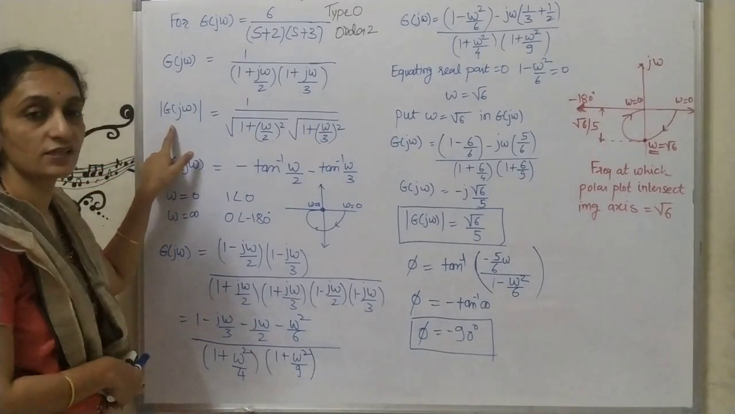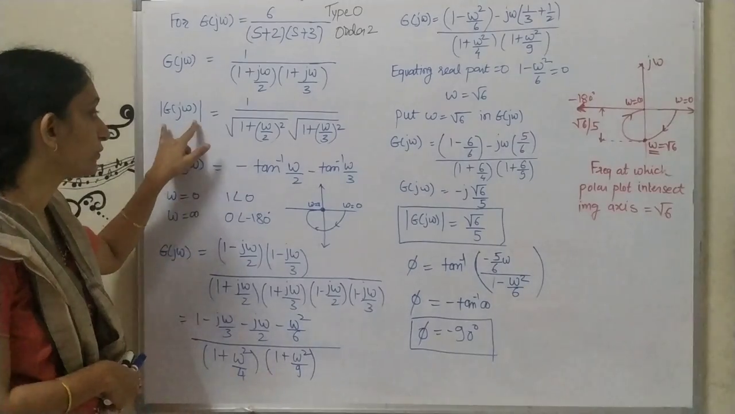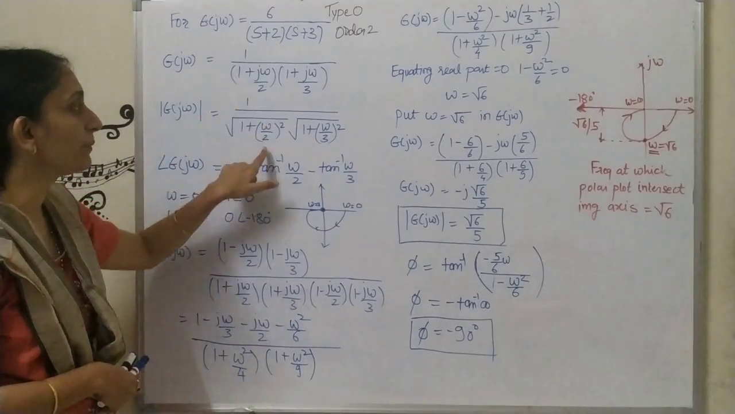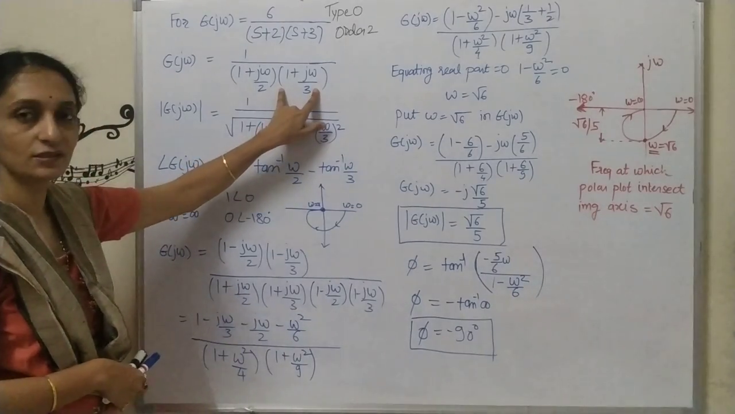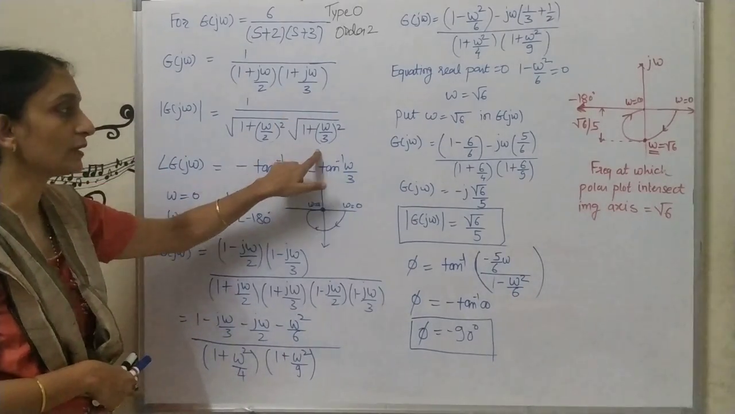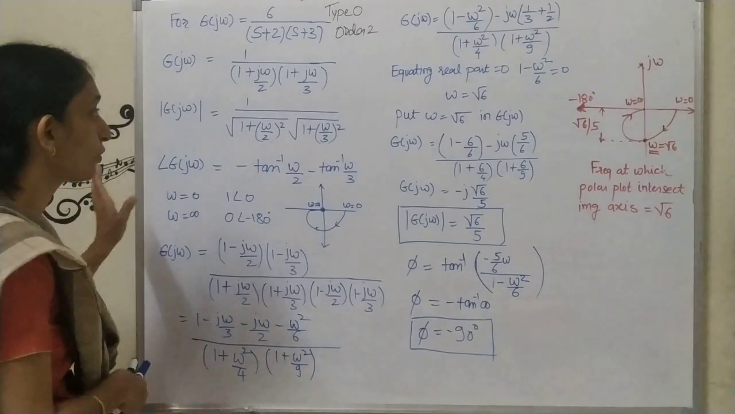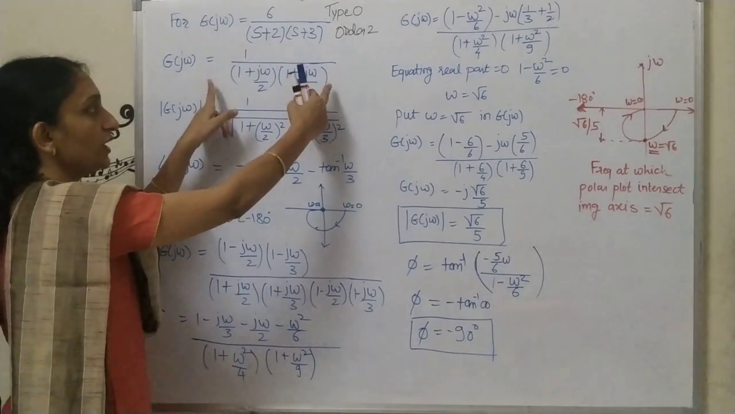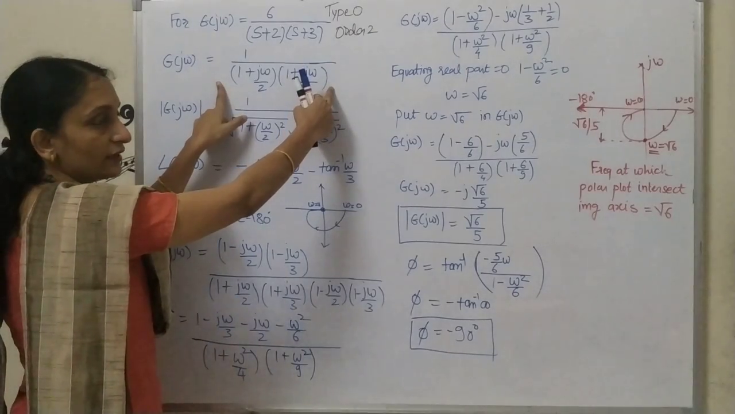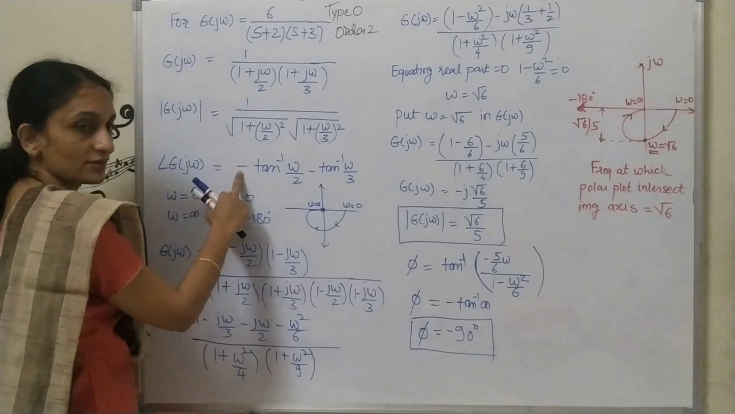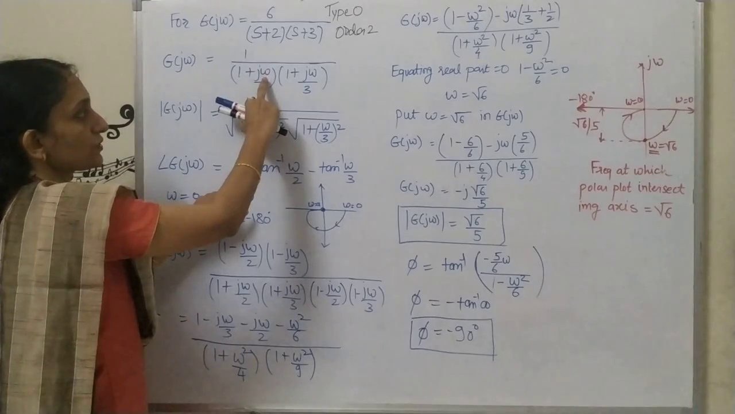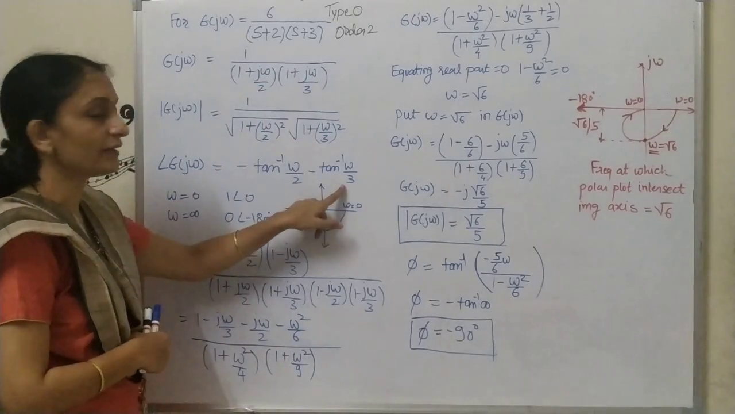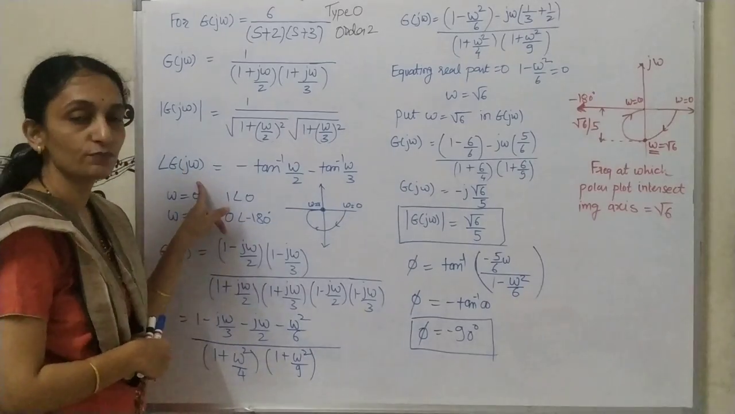Next, for the polar plot we know that we need to calculate magnitude and angle. The magnitude of this term will be the square root of 1 squared plus omega by 2 the whole squared. The magnitude of this term will be the square root of 1 squared plus omega by 3 the whole squared. What about the angle? The angle will be 0 in the numerator, and when you transfer the angle in the denominator to the numerator, it will be a minus sign. So minus tan inverse of omega by 2 by 1, minus tan inverse of omega by 3. This will be the angle of G of j omega.